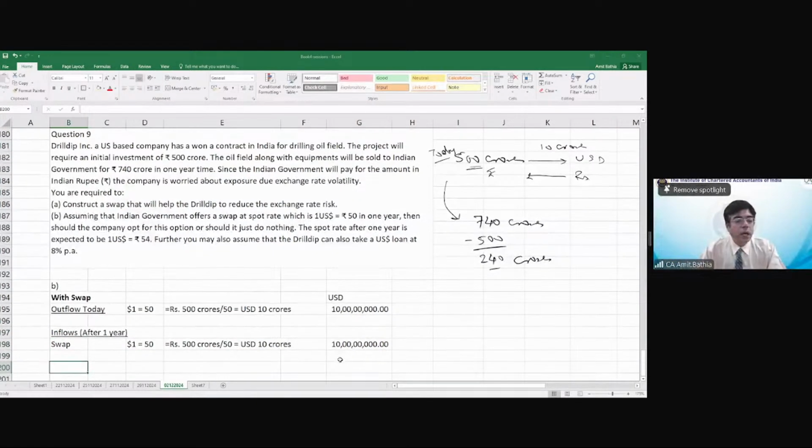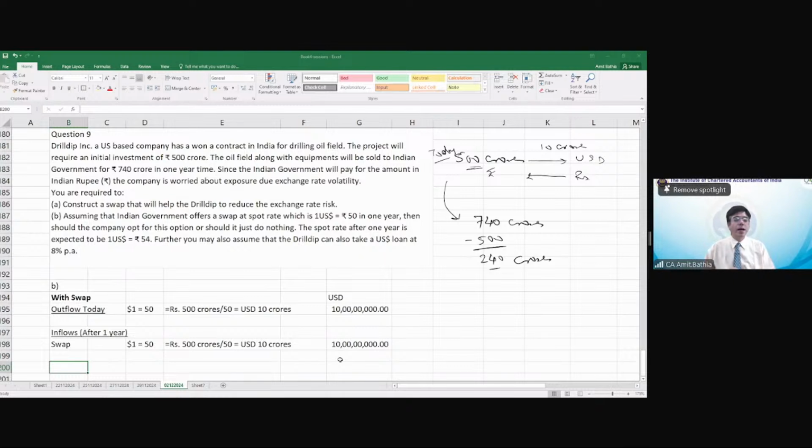Yes, sir. Now, the swap is going to cover the 500 crores, which is what the strategy also mentioned. For the balance 240 crores, I have the exposure, which is my profit. Sir, the inflow we will get after 1 year, will it not be discounted? Which one, dear? Sir, this 10 crore swap inflow you are showing, will it not be discounted after 1 year? How can it be the same amount?